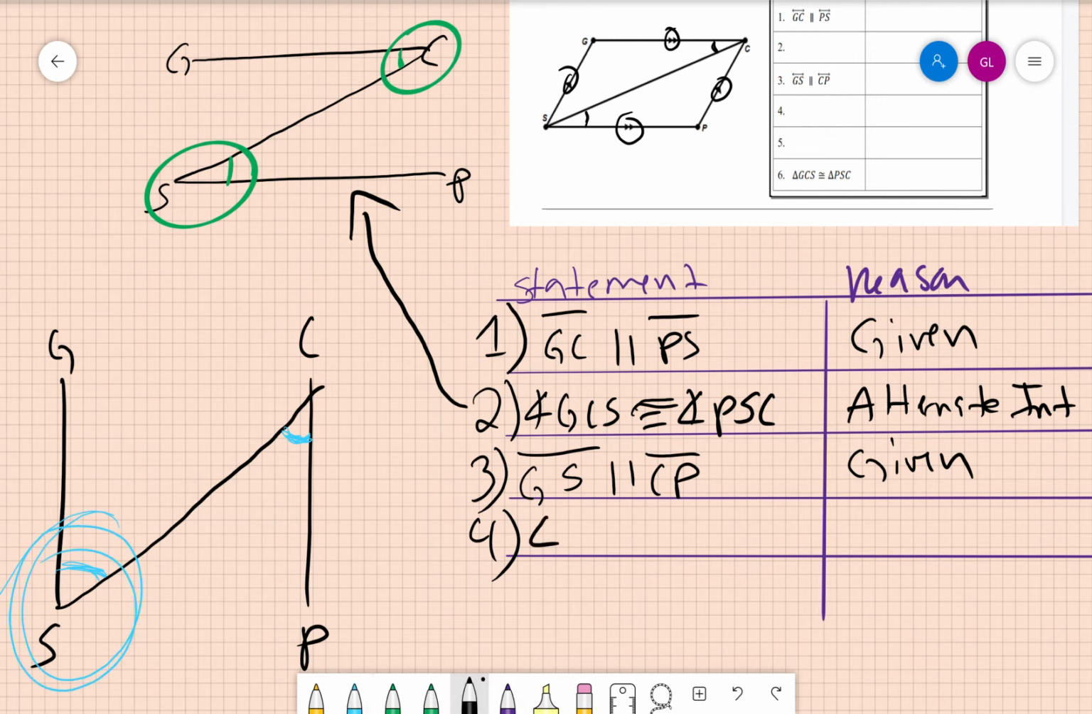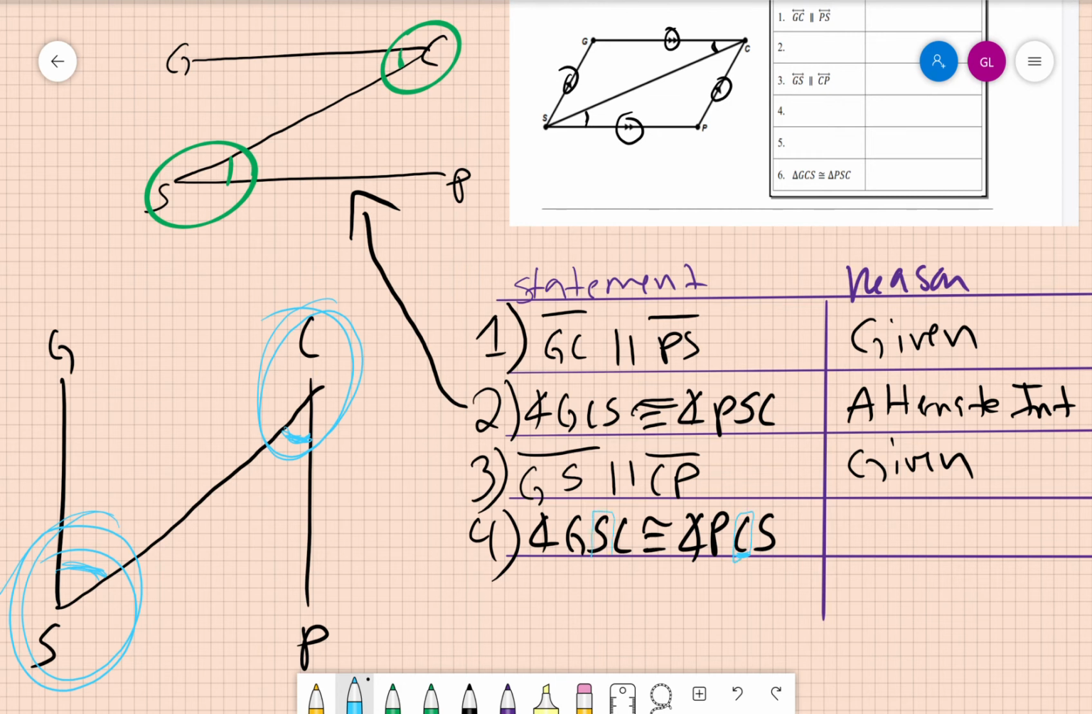So we're going to say that angle GSC is congruent to angle PCS. Remember now that the middle letter is where the angle has to come out of. So the angle has to come out of your middle letter.